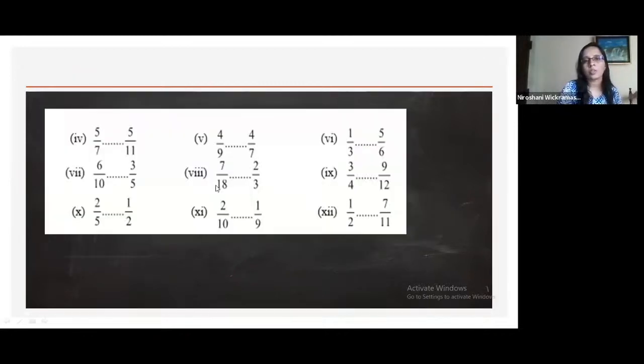Next, here also we have some more. Now check, the numerators are the same. So which one is the larger one here?